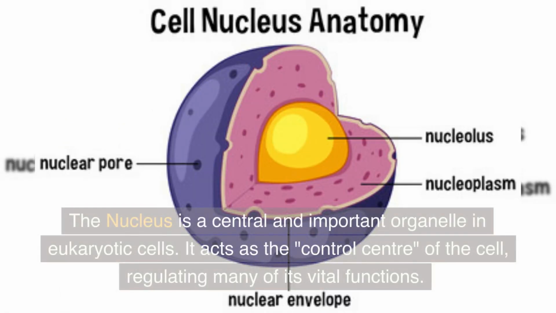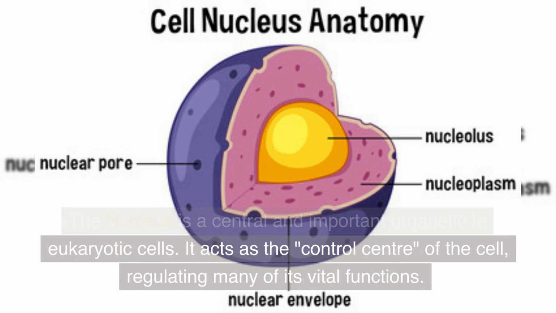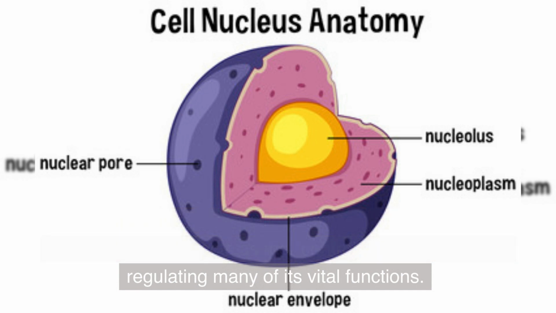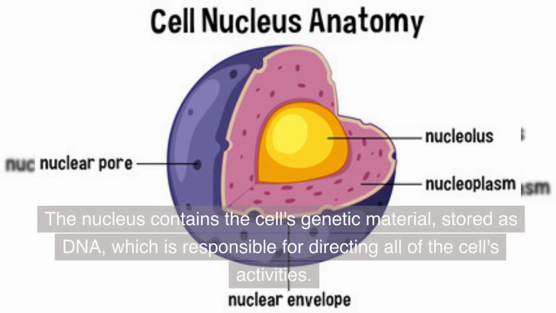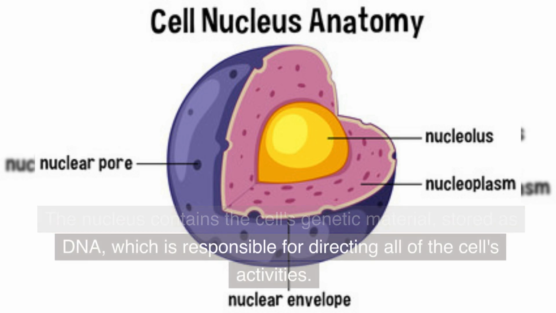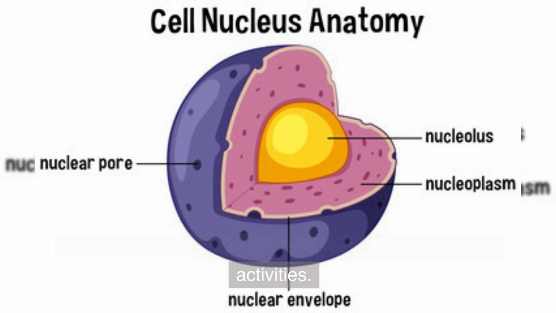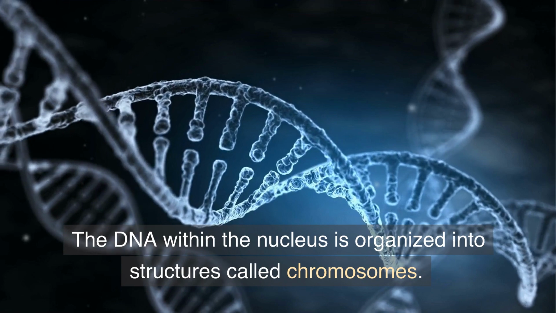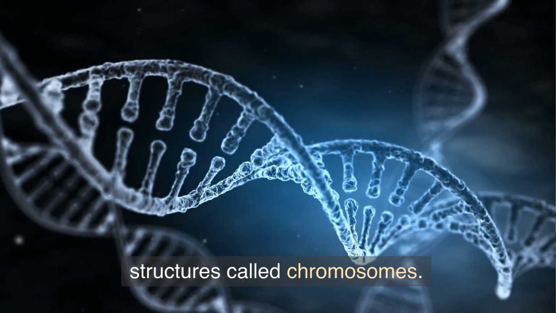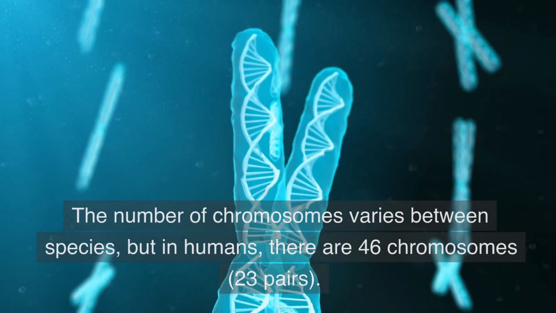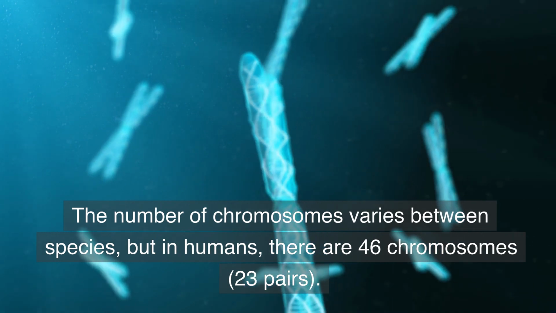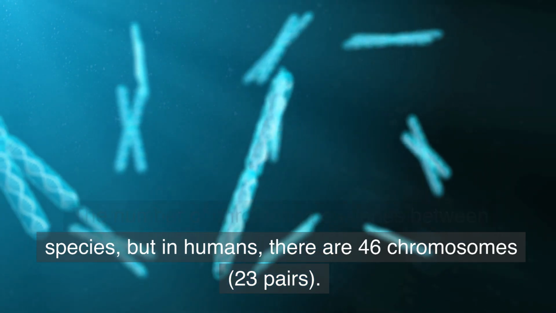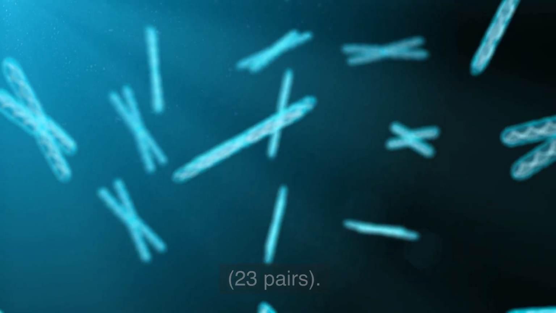The nucleus is a central and important organelle in eukaryotic cells. It acts as the control center of the cell, regulating many of its vital functions. The nucleus contains the cell's genetic material, stored as DNA, which is responsible for directing all of the cell's activities. The DNA within the nucleus is organized into structures called chromosomes. The number of chromosomes varies between species, but in humans, there are 46 chromosomes, 23 pairs.